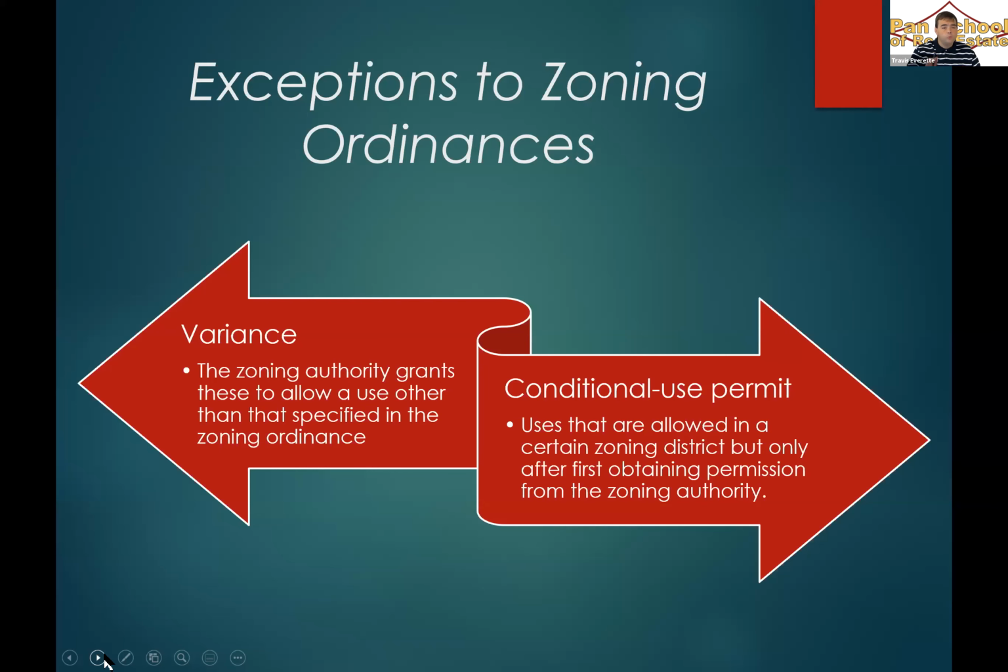If you want to operate in a manner that violates the zoning ordinance, you can ask for permission to do so. That permission is called a variance. This is permission to break the rules?